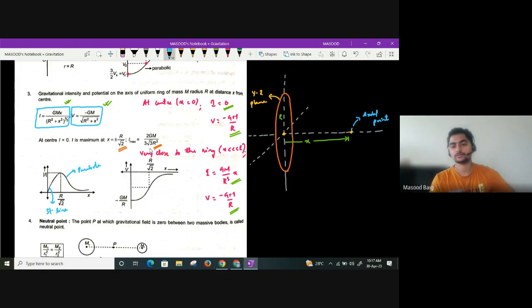Clear all of you? And potential will follow a curve something in this manner, guys. So potential again will be minimum at the center. In the same manner, you can take it something like this. Clear all of you? So these will be the variation of field and potential for a point mass, for a spherical shell, for a solid sphere, as well as for a ring. These four are very important, and you should be aware of all the formulas related to them, guys. I hope it is clear, everyone.